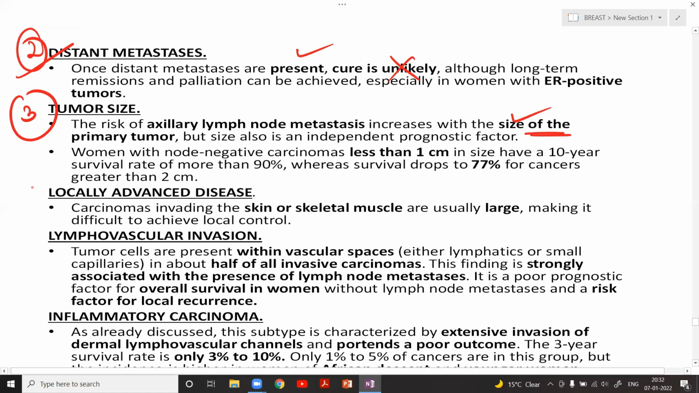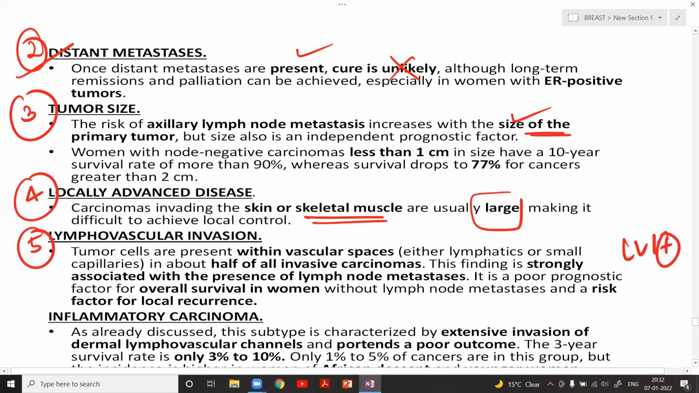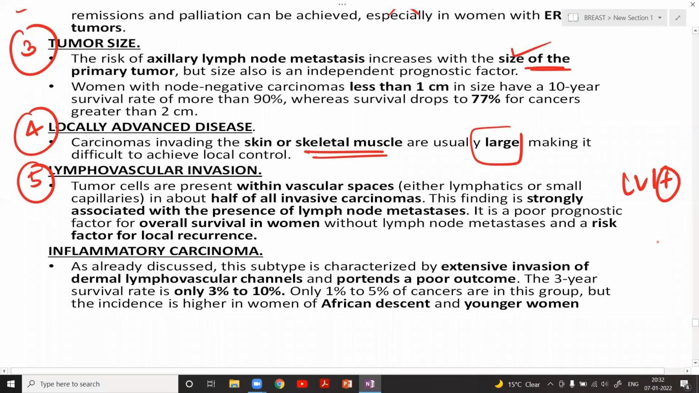Locally advanced disease, so carcinomas involving the skin or even the muscle, they're usually large and they are going to increase the staging. The fifth important point over here is lymphovascular invasion, that we see LVI positive or no. If you see the latest ASCO-CAP guideline, you are going to appreciate that a point for LVI is mentioned. In the tumor, if LVI is present, it is a poor prognostic factor. And lastly, we have already discussed inflammatory carcinoma, which has a bad prognosis.